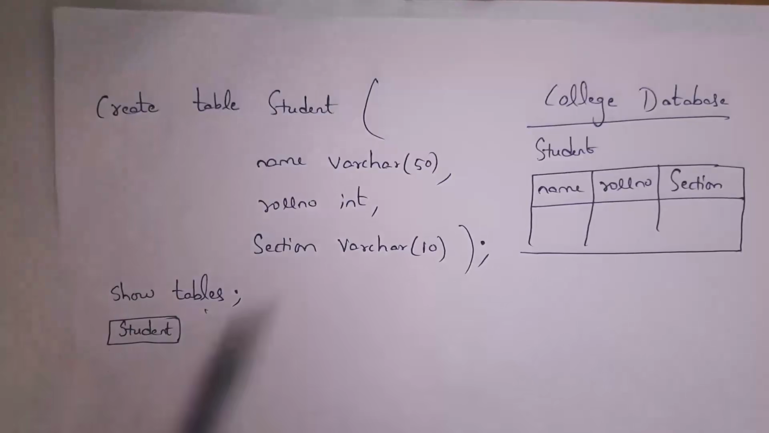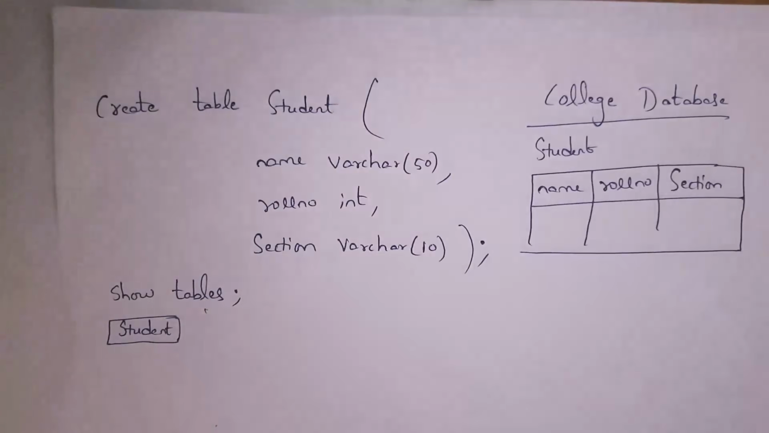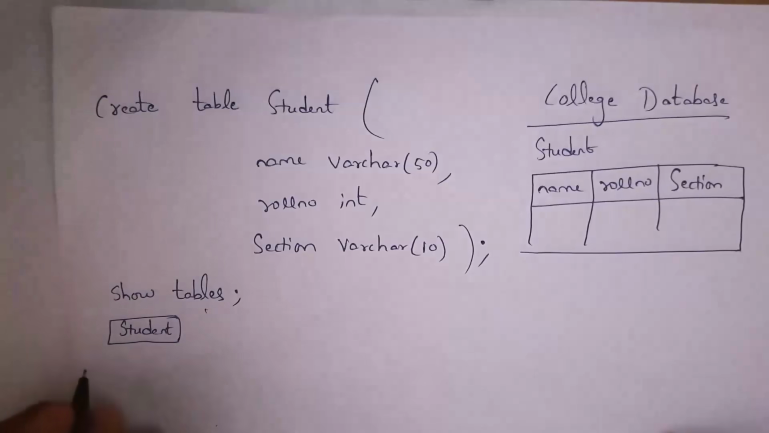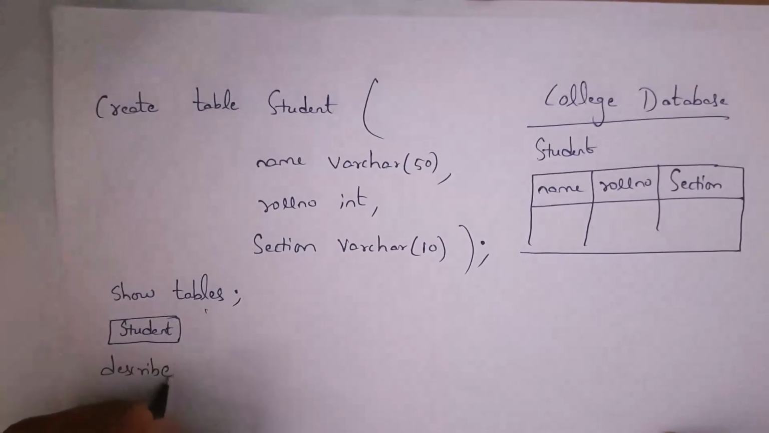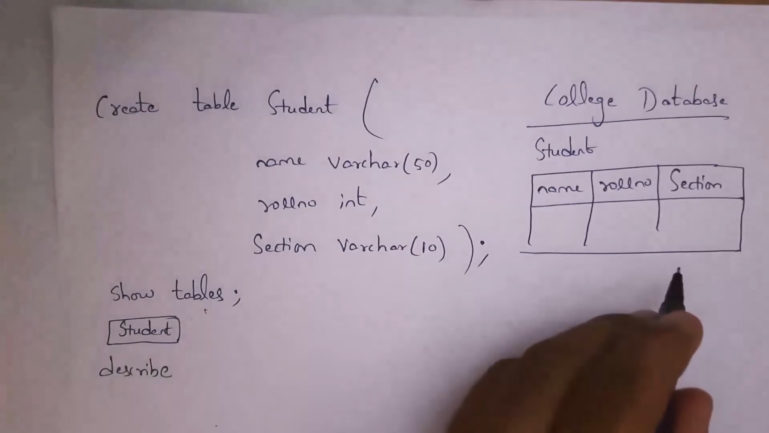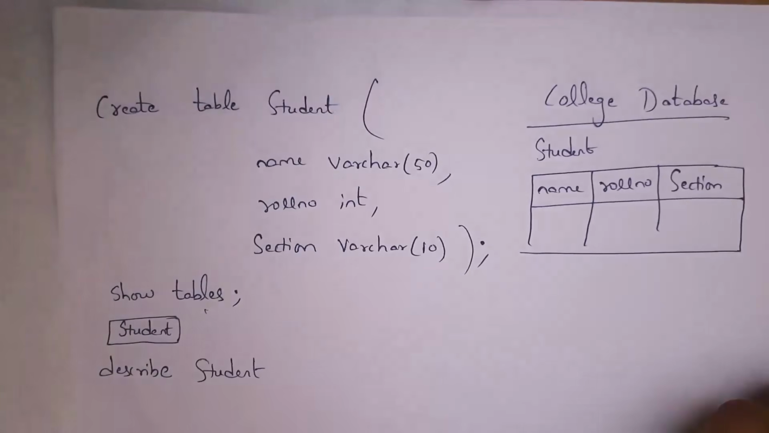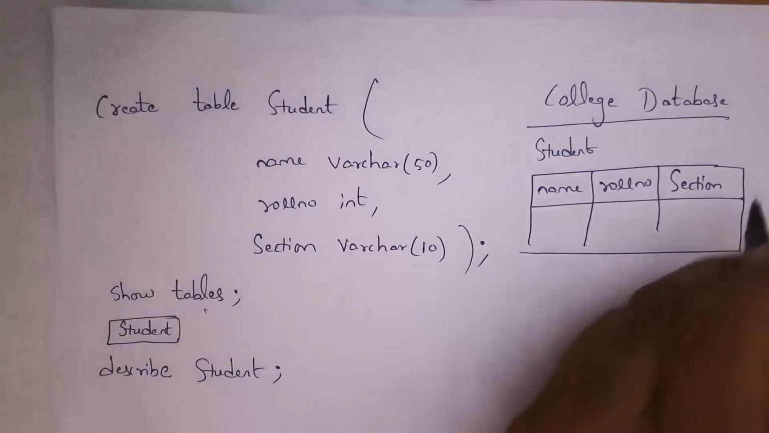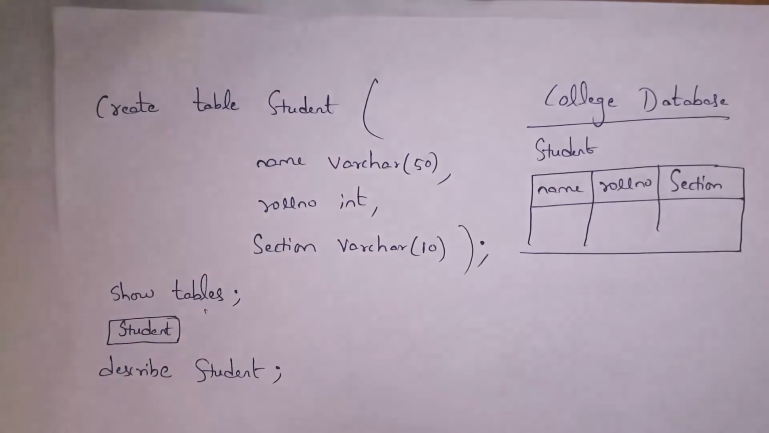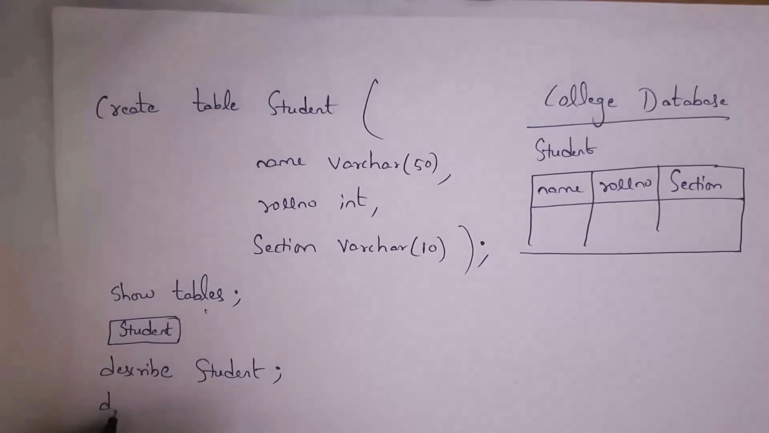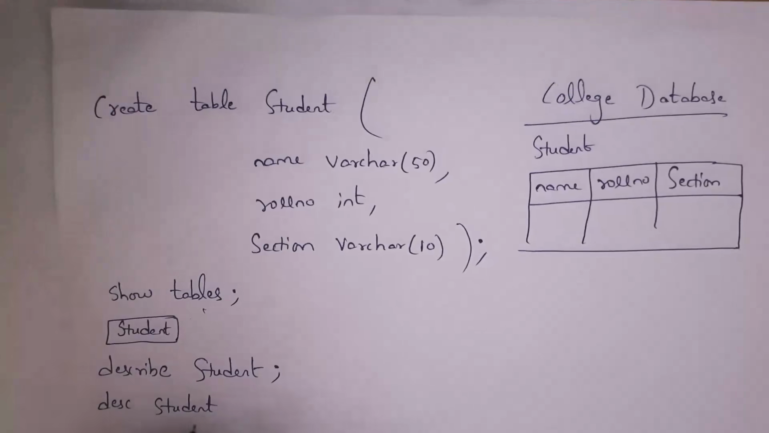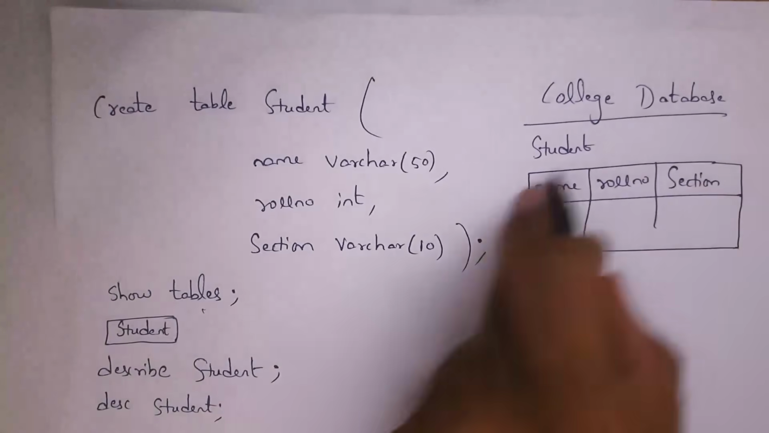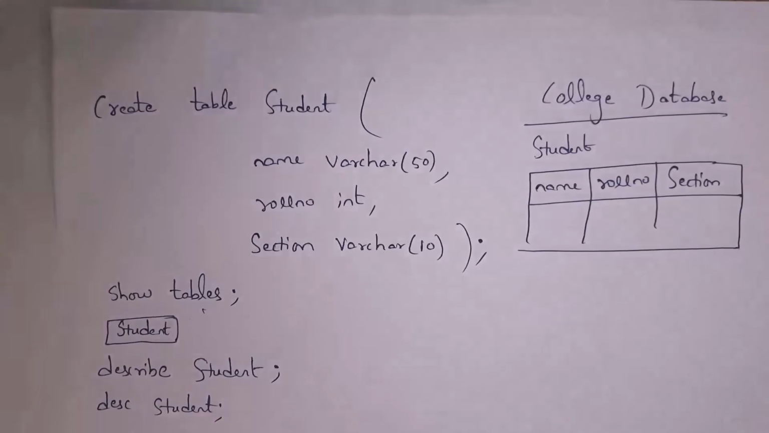I don't want to see only table name. I want to see all columns which is present in my student table. So for that purpose, you need to write code, that is describe. Here you need to use describe command. I want to see all columns which is present in student table. So just write describe student and give semicolon. Whenever you write this code, this is my output. It will display all 3 columns: name, roll number and section. Instead of writing describe, you can also use shortcut, that is DESC. DESC student. Whenever you write DESC student, this is my output. It will display all columns which is present in student table.